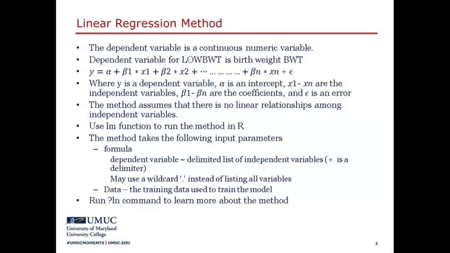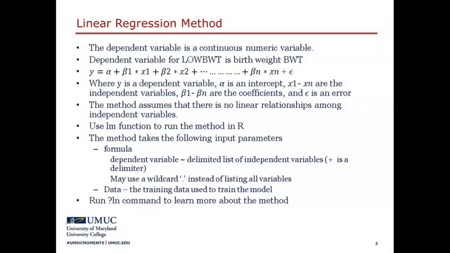So what does the coefficient mean? It means that if I increase x, x1 for instance, by 1 unit, it's an increase in y, assuming that the remaining variables are constant. So beta 1 is an increase in y when x1 is increased by 1, right? Now, the method further assumes that there is no linear relationship among the independent variables.